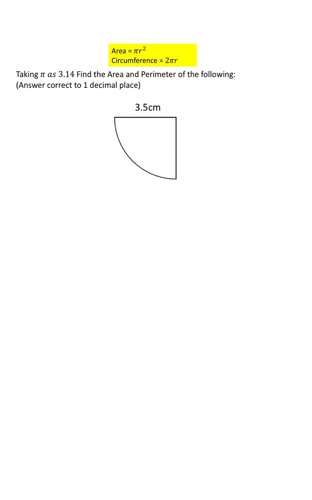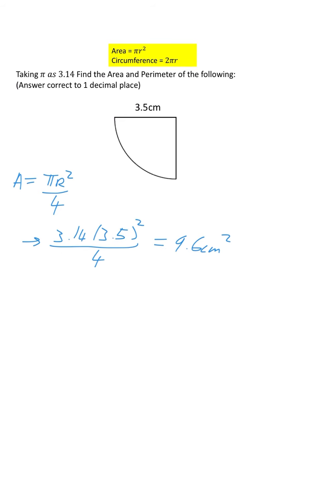Okay. In this question, again, we need to find the area and perimeter, taking pi as 3.14, but this time we have a quarter of a circle. So our formula is pi times radius squared, but now it's a quarter of a circle, so I'm going to divide this by 4. I have my radius at 3.5 and pi is 3.14, so we'll have 3.14 times 3.5 squared, all divided by 4 now, and this will be 9.6 centimeters squared.